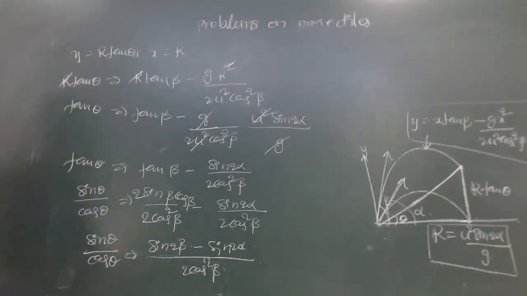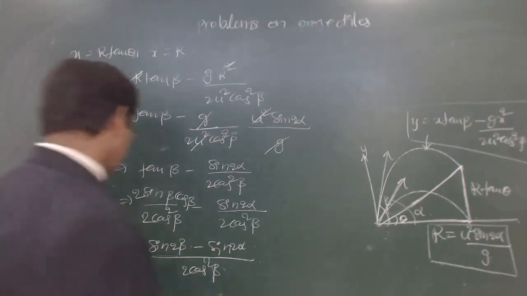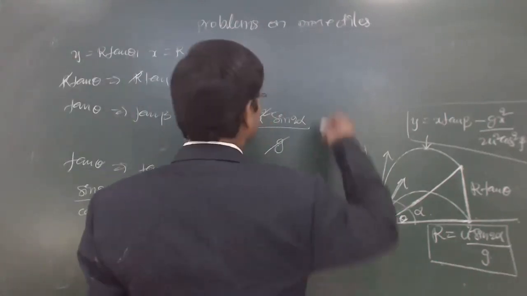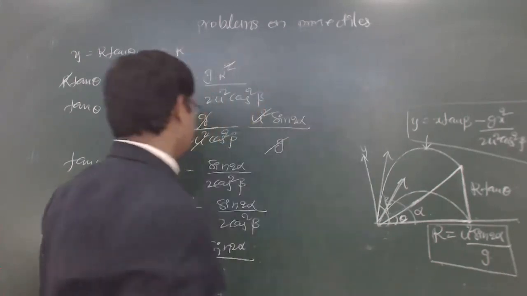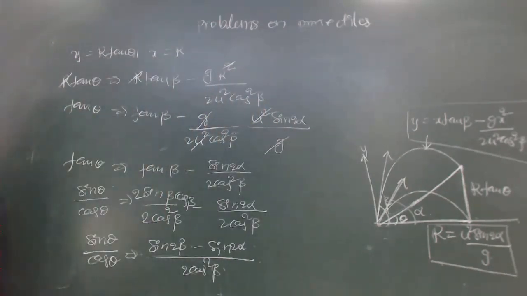Now if you take this side to the other one, so 2 cos square beta into sin theta, 2 cos square beta, or else you note down this, I am going to erase it and simplify it.